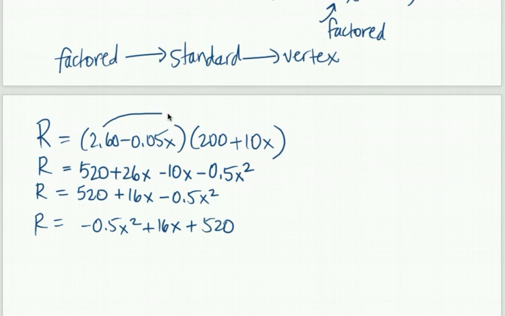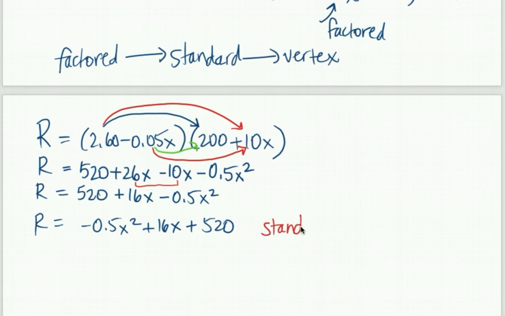So again, FOIL method is just, take this number times that, so that's 520. Take this number, multiply by that number, that's 26. Take this number, multiply by the 200, that'll be negative 10. And take this number last and multiply that by 10, and it gets to 0.5, okay? So then I put these two together, made it 16x in the middle, and then I just turned it around so that the x squared's first, the x is next, and then the 520 without any letters is at the end, okay? So it looks like the standard form.